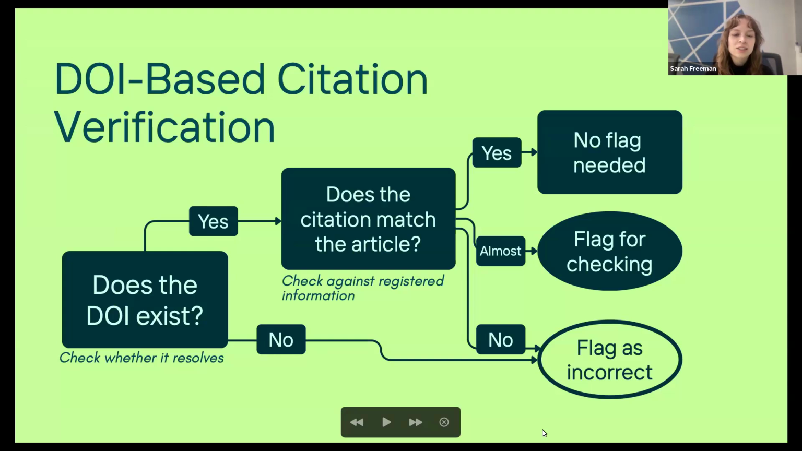If it does resolve, we're going to then check whether the citation matches the article. So the tool is going to pull that information from the registration agency so we can visually compare what's been cited in the paper that we've been given and what information the registration agency has that they've been given by the publisher. And if the citation matches the actual article, that's probably a legitimate citation. We can move forward without flagging that. If they almost match, we might want to check and see if there are any inaccuracies. And if they don't match at all, if it's a completely different article, we're definitely going to want to look into that a bit more.